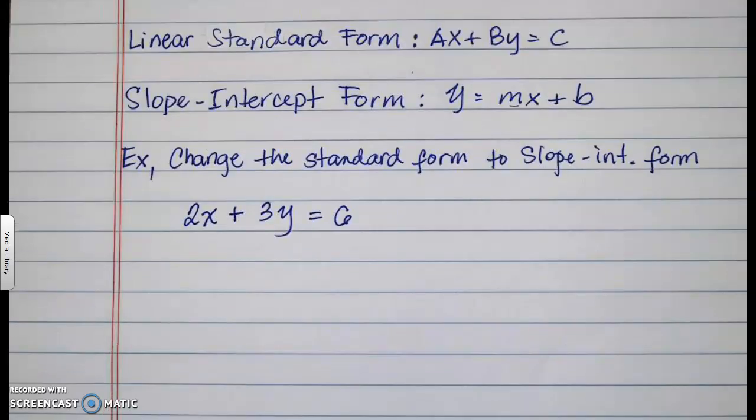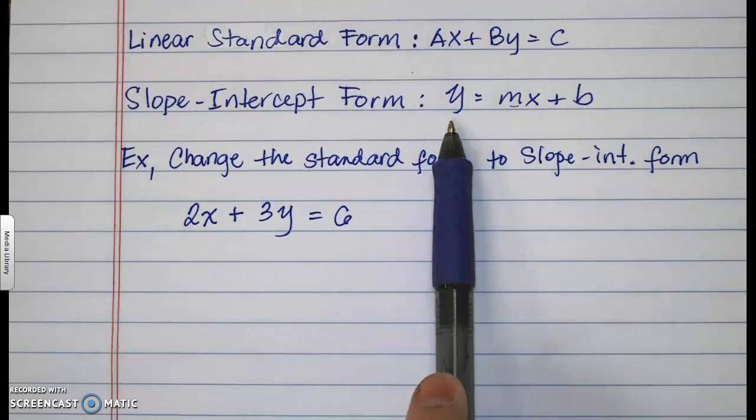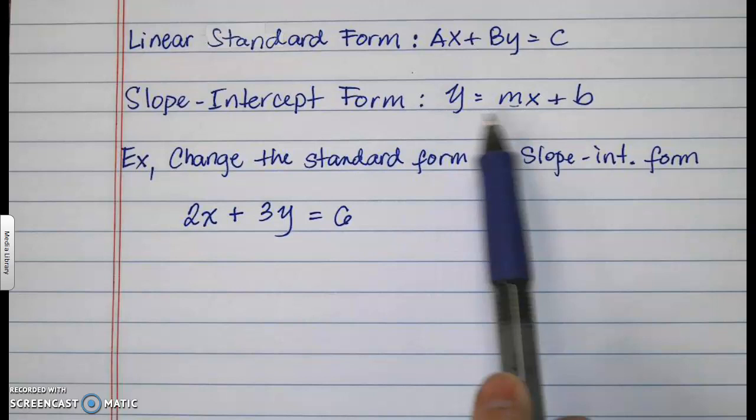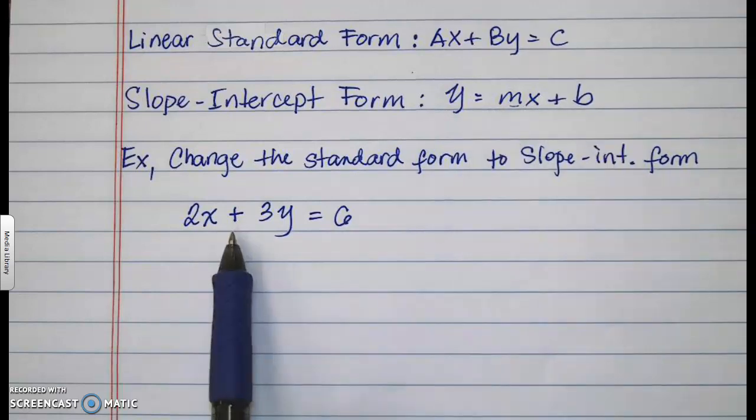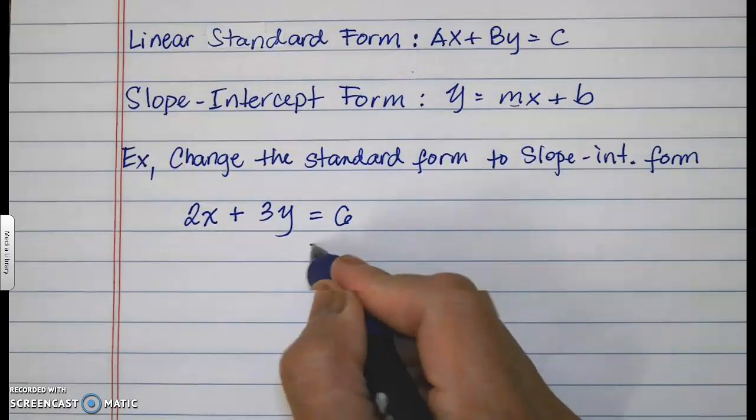All right, so for our example number one, I want you to change the standard form to slope-intercept form, and that is 2x plus 3y equals 6. What you want to do is to make sure that your y is isolated and by itself, and all the rest are on the other side. So the first thing I'm going to do is to split up my space into left and right. The way to do that is to put the equal sign. So that's your first step.